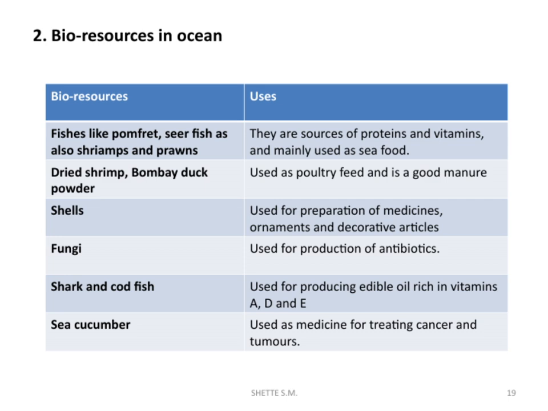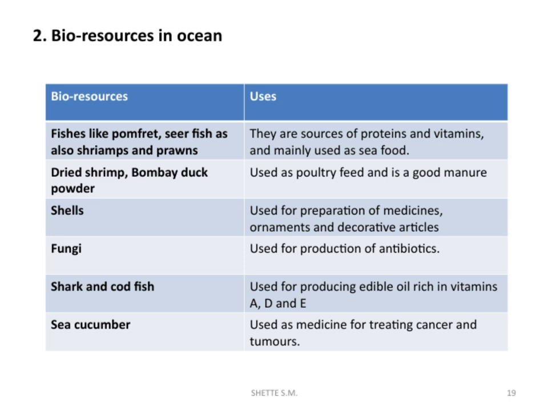Fungi, another important bioresource, are used in the production of antibiotics. This highlights the medicinal potential of oceanic bioresources, especially in fighting infections. We also have shark and codfish, which are processed to produce edible oils that are rich in vitamins A, D, and E. These vitamins are crucial for maintaining healthy skin, eyesight, and overall health. Finally, the sea cucumber is quite remarkable. It is used as a medicine for treating cancer and tumors, showcasing how ocean resources can have significant medicinal value.